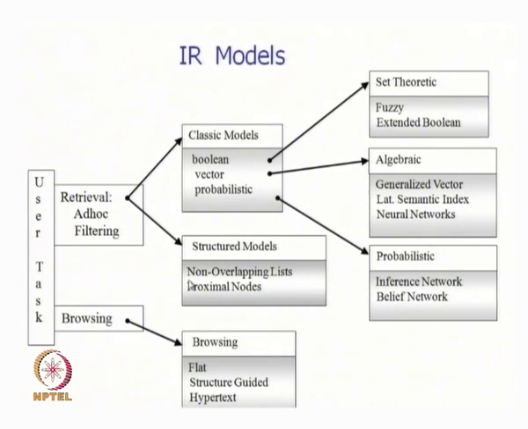Under structured models, we have these non overlapping lists. There are these proximal nodes, where the database is in the form of entities and their relationships. It is a large graph of the content of the data. And then there are these classic models of information retrieval, namely Boolean, vector and probabilistic models. So, what are we saying here? What we are saying here is that the information retrieval model tries to capture relevance. The most important concern of an information retrieval model is trying to capture this elusive concept of relevance.